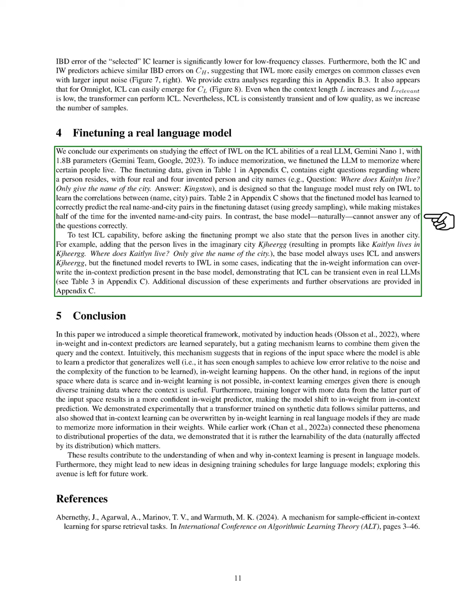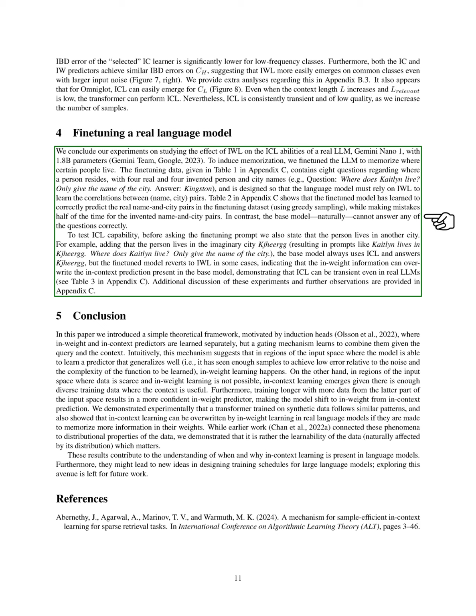Our results show that the fine-tuned model accurately predicts the real name and city pairs in the dataset, while it struggles with the fictional pairs, getting them wrong about half the time. In contrast, the base model fails to answer any questions correctly.